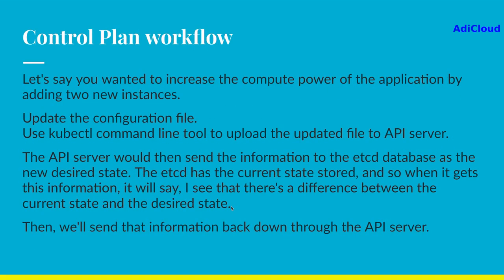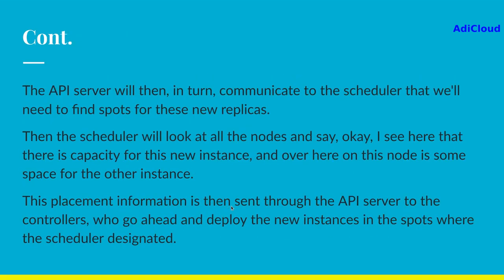Let me just summarize this again. When you have, for example, one instance running and you update that you need 2 more instances, you will update the configuration file, and that configuration file is sent to etcd with the help of the API server, because you will communicate with the API server using the kubectl command. Then all the state is stored: I was having one instance initially and you requested adding 2, so there is a difference between these two.